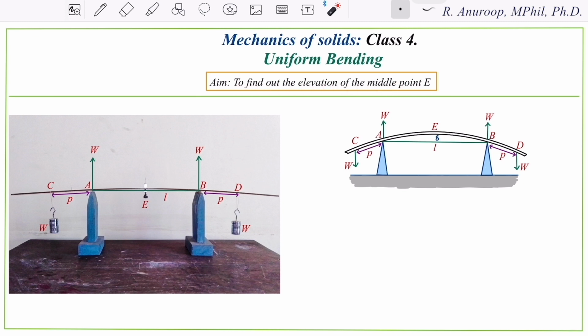What is our aim? Our aim is to find out the elevation at the middle point E. E is the middle point of the beam. Due to uniform bending, the middle point undergoes an elevation, and how much it is elevated before bending, that we have to find out. I am representing the elevation at the middle point by the letter delta. So our aim is to find out the elevation of the middle point E due to loading.